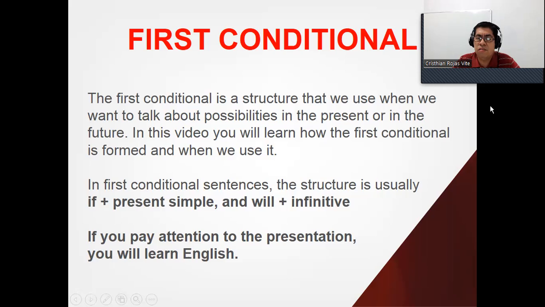To create a new sentence using this structure, you will always use the if plus a present simple sentence. There is a comma, and you will use this time the auxiliary will to create a future sentence. So yeah, basically, that's all the structure you need to use in order to create a sentence with the first conditional. So now let's check the first example.